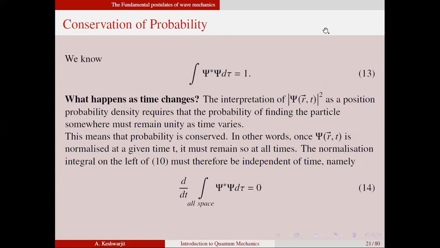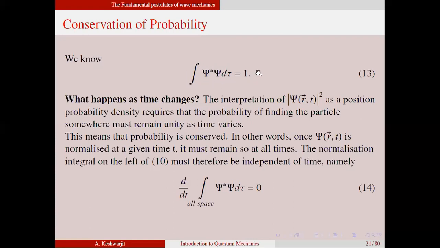Then we come to the concept of conservation of probability. And what does it say? First, we know that if a wave function is normalizable, then mod psi square is simply equal to psi star psi. So the integration of psi star psi over all space should be equal to 1. So this is a normalized wave function. If you are given a wave function and asked to normalize it, then you check whether psi satisfies this relation. If psi does not satisfy this relation, then we multiply psi by a constant factor so that this relation is satisfied.